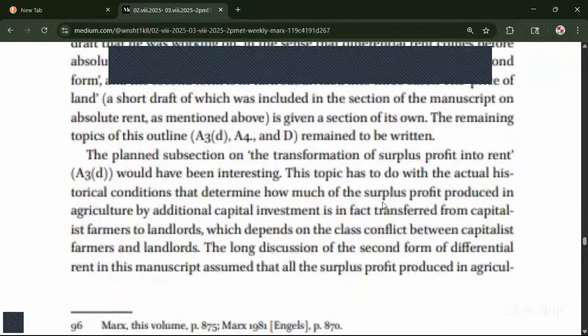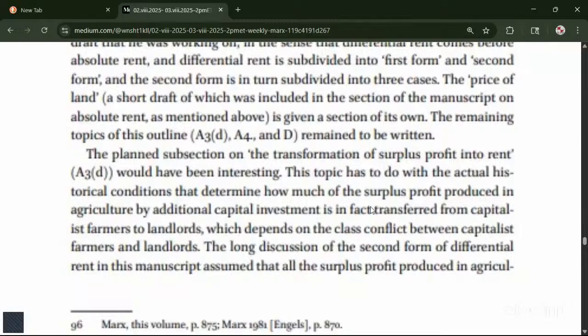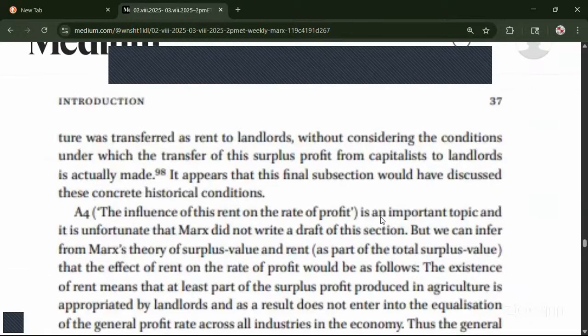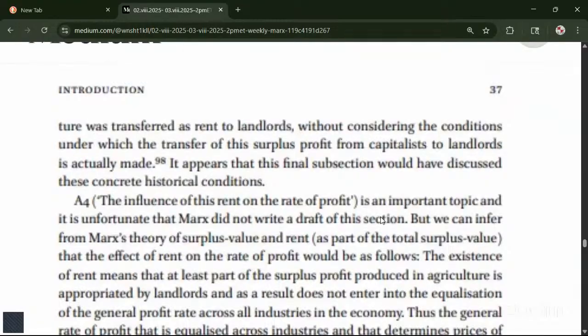The planned subsection on the transformation of surplus profit into rent, that is heading A3, subsection D, would have been interesting. This topic has to do with the actual historical conditions that determine how much of the surplus profit produced in agriculture by additional capital investment is in fact transferred from capitalist farmers to landlords, which depends on the class conflict between capitalist farmers and landlords. Now, this long discussion of the second form of differential rent in this manuscript assumed that all the surplus profit produced in agriculture was transferred as rent to landlords, without considering the conditions under which the transfer of this surplus profit from capitalists to landlords is actually made, footnote 98. It appears that this final subsection would have discussed these concrete historical conditions.